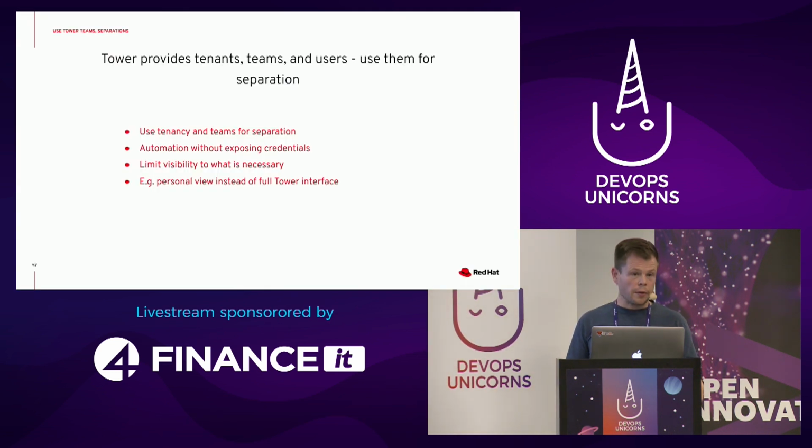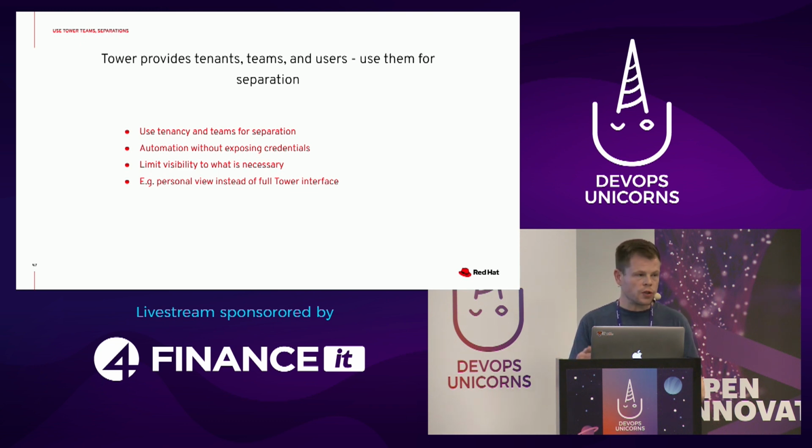So tenancy is one of the capabilities that Tower provides as well, so make use of it. Within Tower, an organization is effectively a tenant, so within that you have teams and other subordinate resources like projects and credentials and so forth. So make use of that architecture, but also limit visibility. Give users the most basic access, and give them more if needs be, but use it.